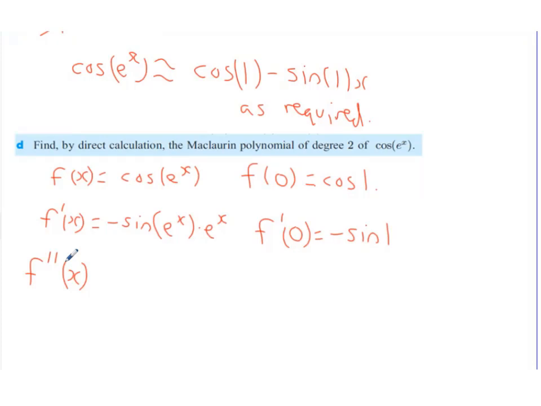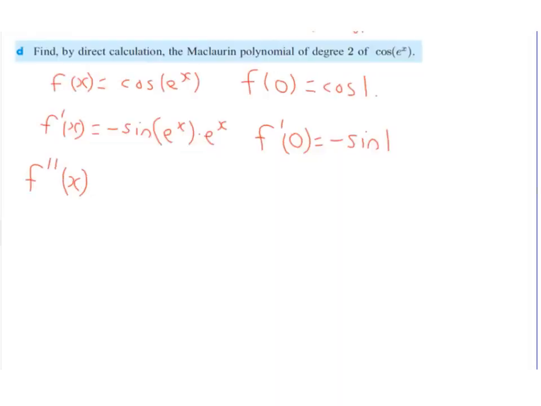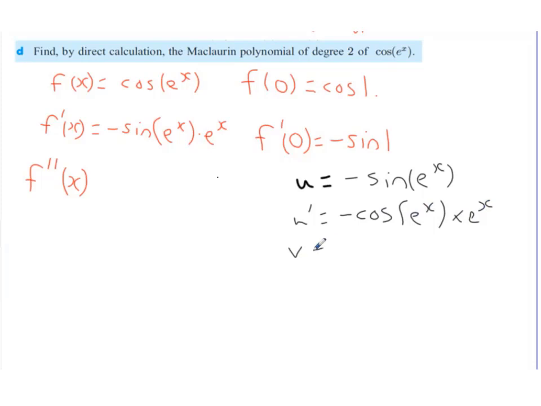So if we say that the sine e to the x can be u, so if we say that u equals our minus sine e to the x, well, then our u dashed is going to be, minus sine differentiates to minus cos, so minus cos of e to the x times e to the x. If we let v be the e to the x here, then v dashed is just going to be e to the x again.